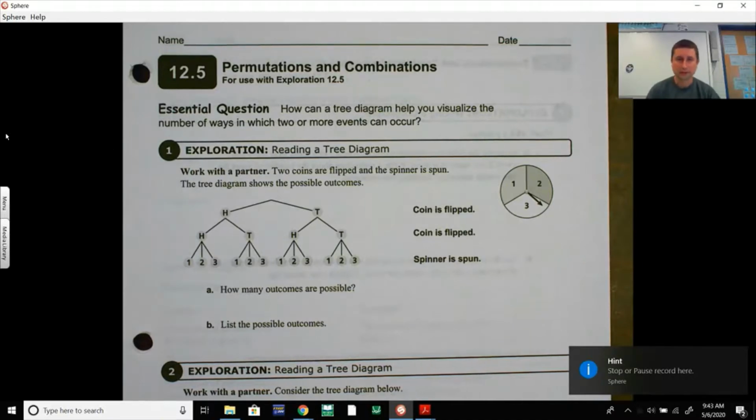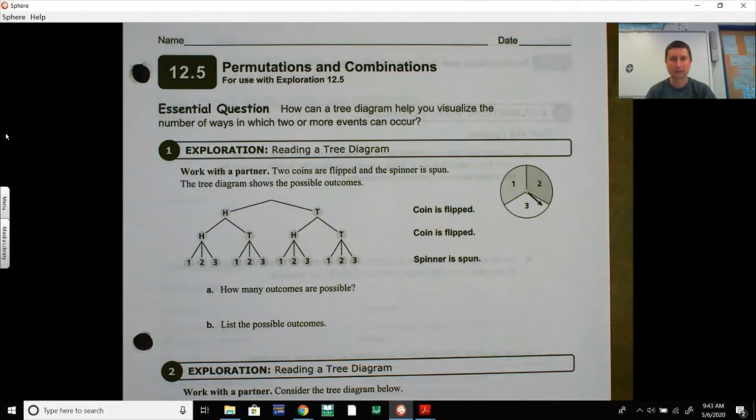Hello, geometry. This is 12.5, permutations and combinations. A couple of fun words, long words. I think it's kind of neat. We'll learn some new keystrokes on our calculator as well today for those who have it. There's also formulas that we can use as well. Permutations and combinations deal with the order of and groupings of what you can do.